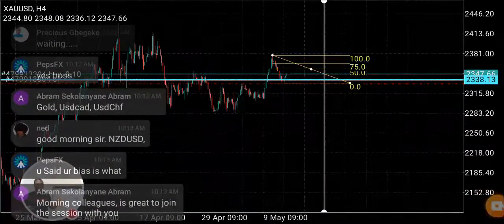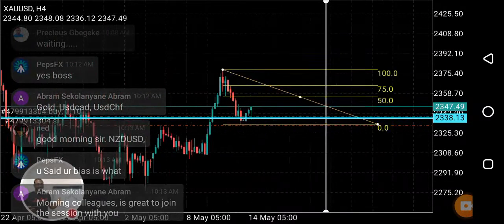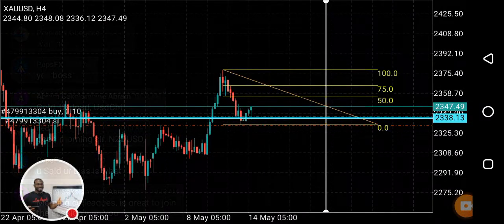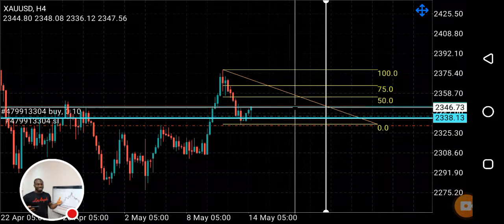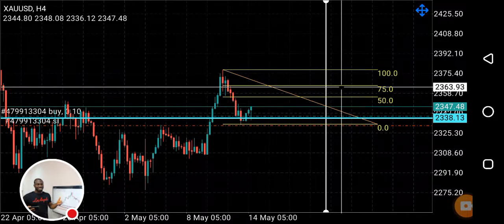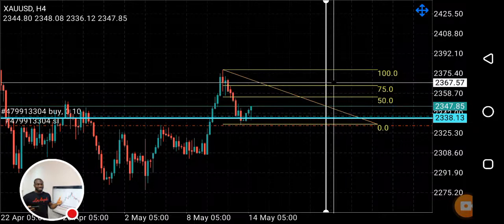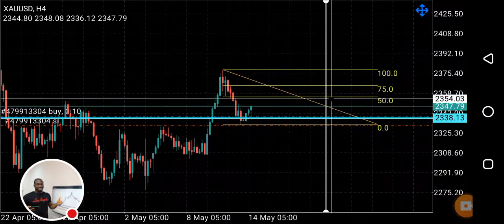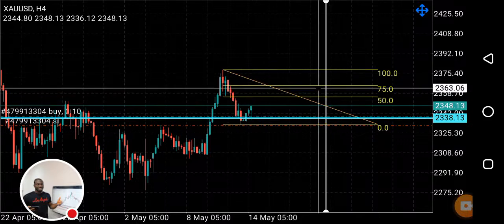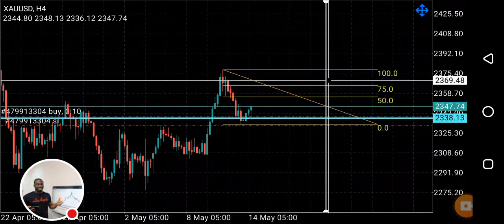Can you see this? I'm waiting for price to pull back to a premium level, which should be 75.0. This is where I'm expecting gold to come to. At that point, I might consider going bearish on gold. If a bearish reversal pattern forms at a premium level, I would go bearish. So that's my target for gold.